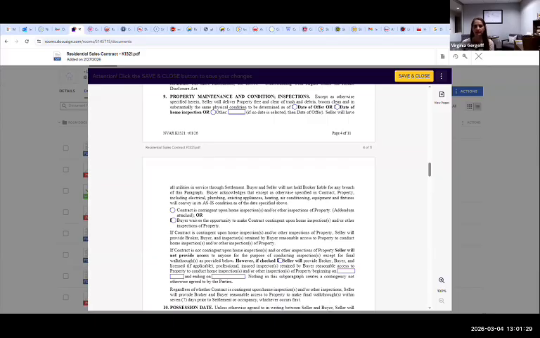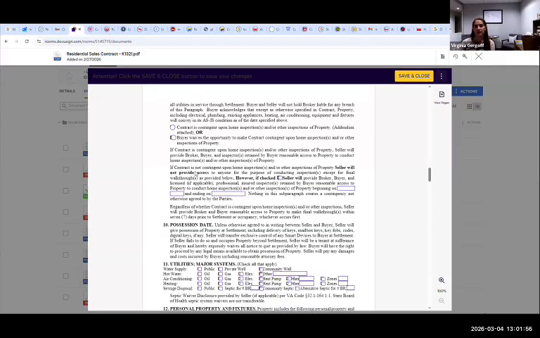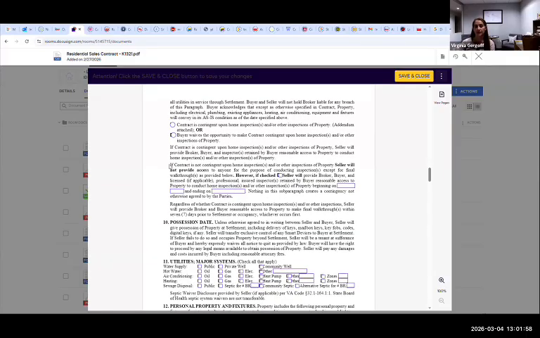So here is where the buyer will say, contract is contingent upon a home inspection, right? And then you have to include that addendum, or the buyer waives the opportunity to make the contract contingent upon home inspection and other inspections of the property. If contract is contingent upon home inspection, seller will provide inspector retained by the buyer reasonable access to the property to conduct inspection. This is where it becomes interesting, right?